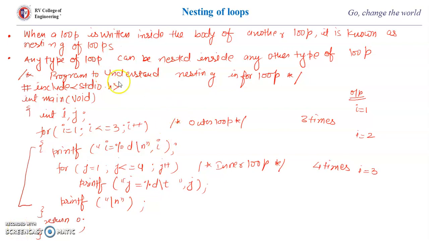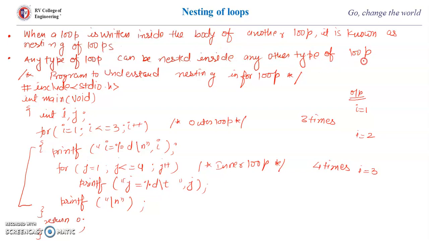In this video lecture, I will explain nesting of loops. So what is nesting of loops? When a loop is written inside the body of another loop, it is known as nesting of loops. Any type of loop can be nested inside any other type of loop.